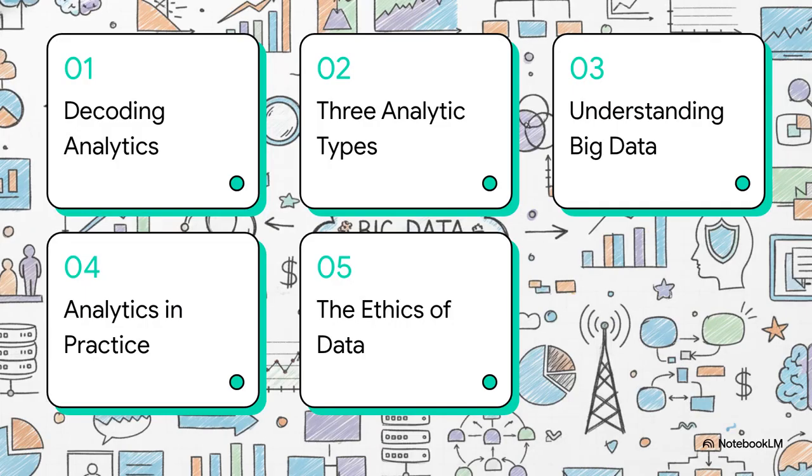To figure out how they pull this off, we're going on a little data to decision journey today. We'll decode business analytics, break down the three main analytic types, get a grip on big data, look at some real-world practice, and wrap up with the ethics of data. Let's get right into it.